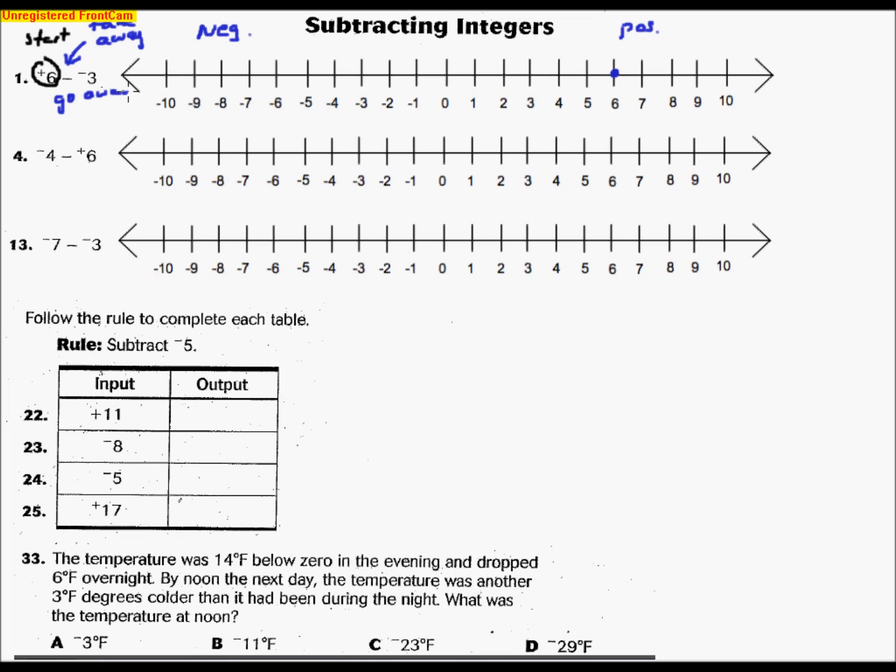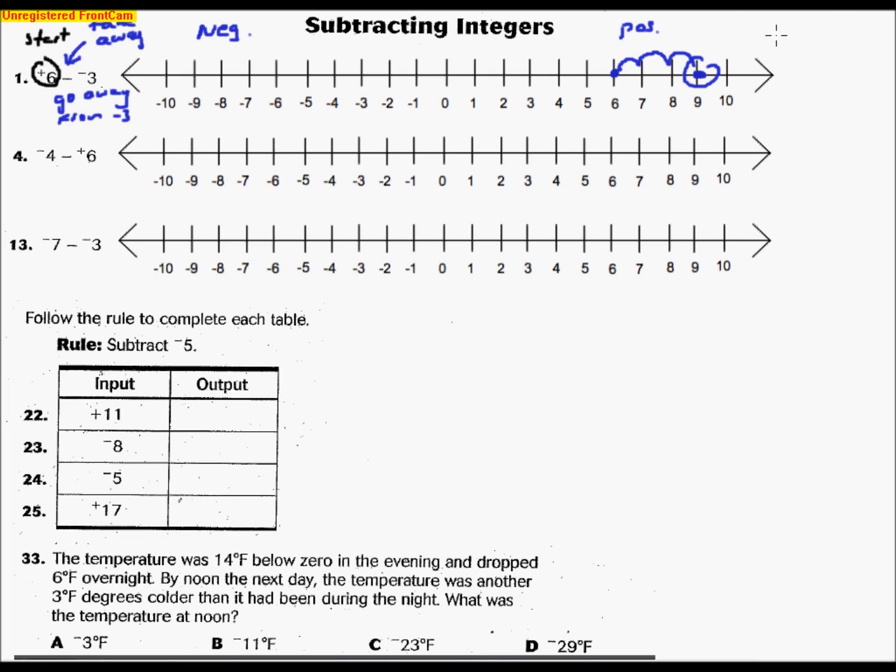away from the negatives, in this case, -3. Go away from -3. So we're going away from those negatives in this direction. We end up going 1, 2, 3 spaces in the positive direction. We end up at 9. And so the answer is 9.